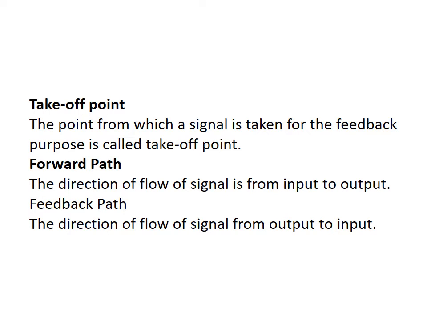The forward path is nothing but the direction of flow of signal from input to output, that is, from the left hand side to the right hand side. When the signal is flowing from input to output, it is called a forward path. The next path is the feedback path. It is a path from output to input, so you can define it as the direction of flow of signal from output to input. These are the different notations we use in a block diagram.